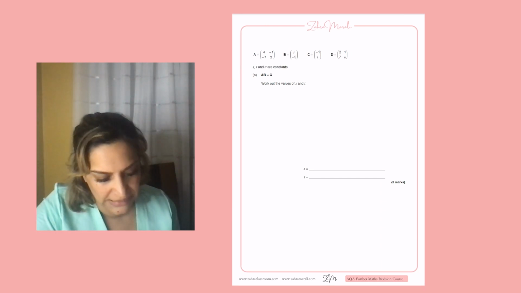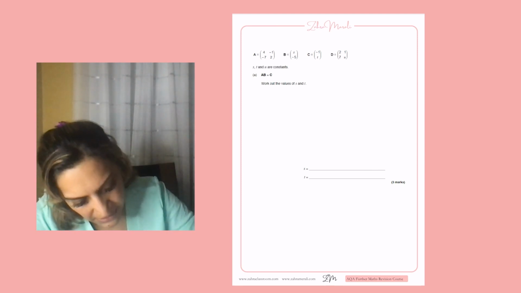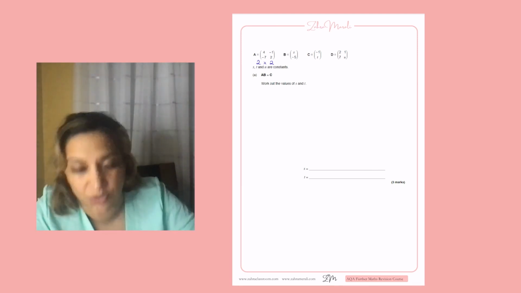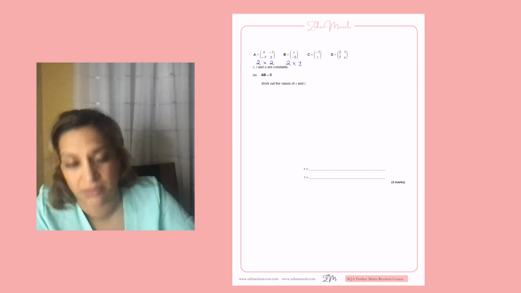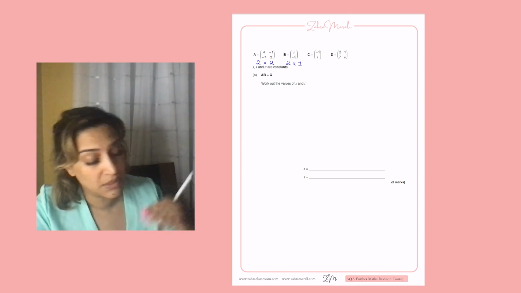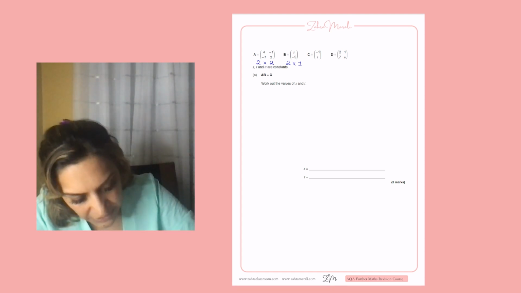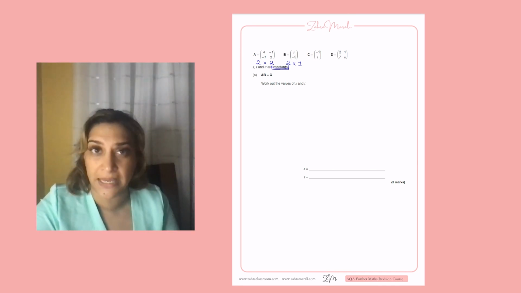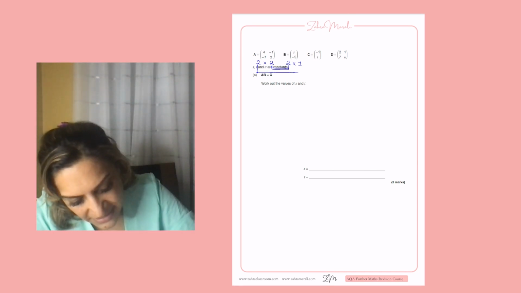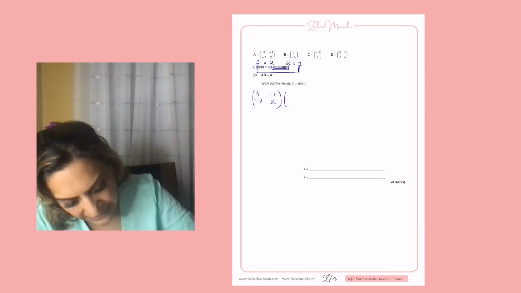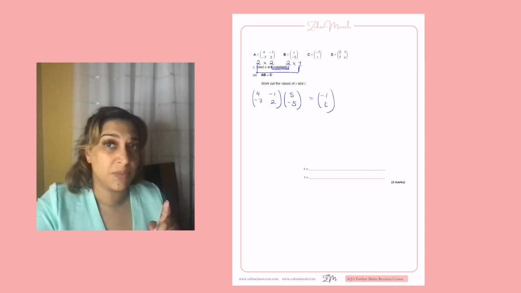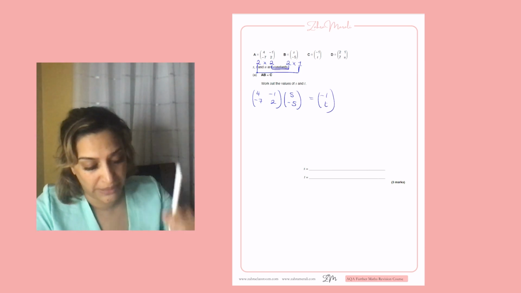Okay, so we've got AB equals C. Now A is a 2 by 2, because you've got 2 rows and 2 columns. B is a 2 by 1. Rows go first and then columns. So you've got 2 rows and 1 column. Now you can only multiply things if these 2 middle numbers are the same, and you will get these 2 outside numbers. So we've got (4, -1; -7, 2) multiplied by (s; -5) to give us (-1; t). So you're multiplying each row by each column.